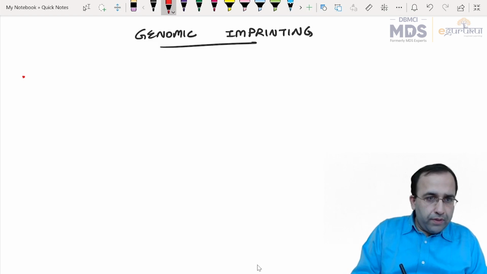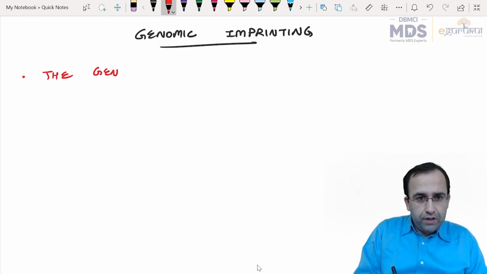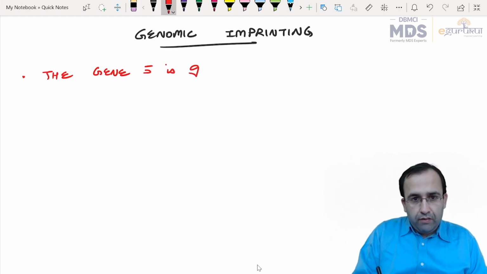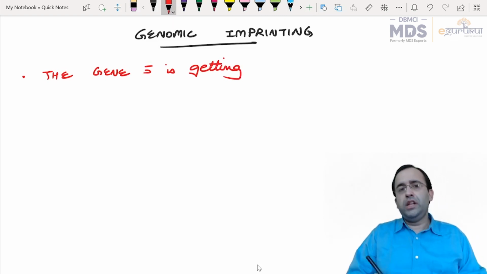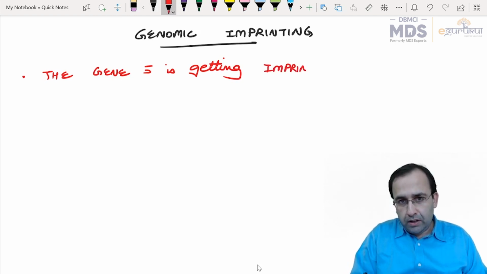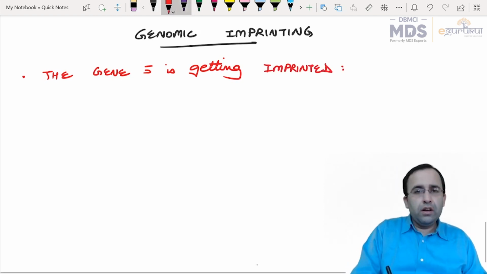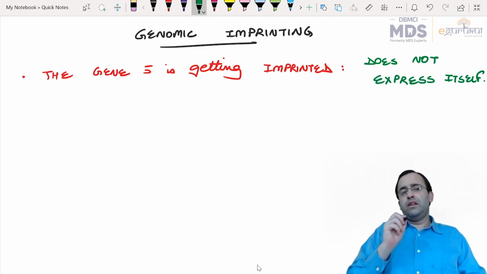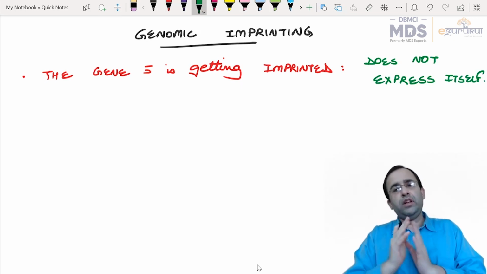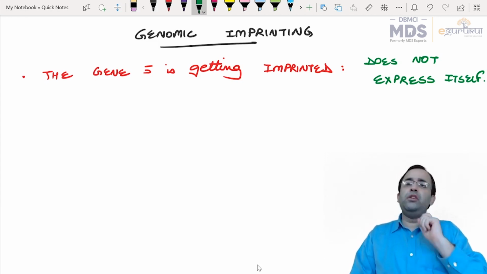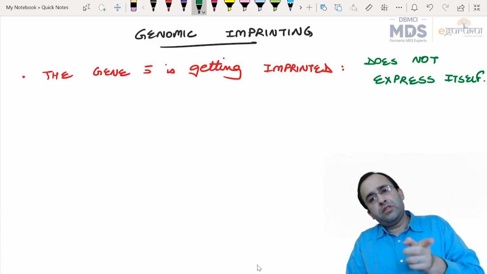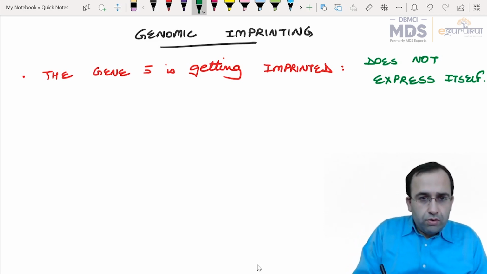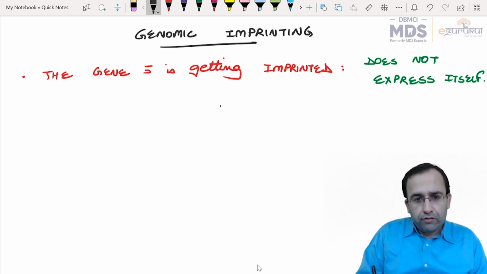If you just know that the gene which is getting imprinted does not express itself, you will know everything about it. जो gene imprint हो रहा है, the gene which is getting imprinted does not express itself. So genomic imprinting is of two types.